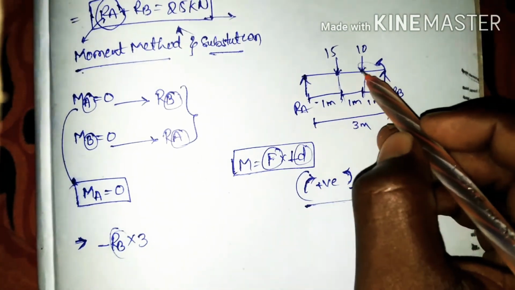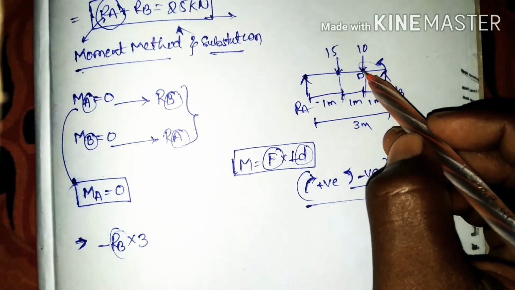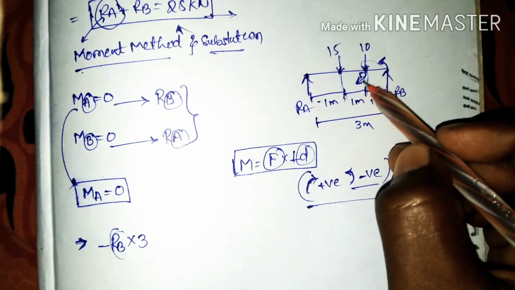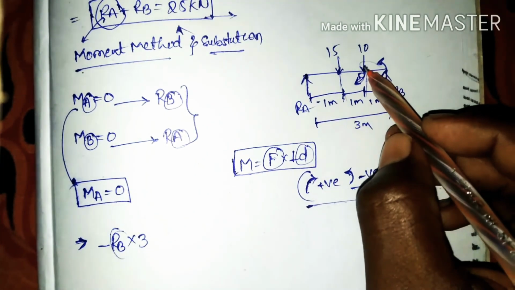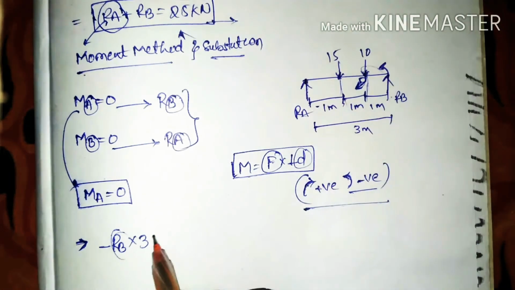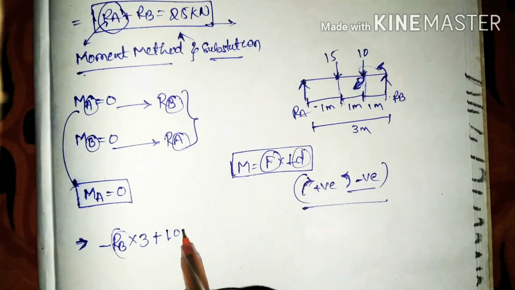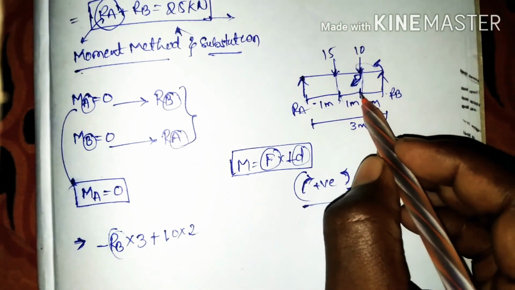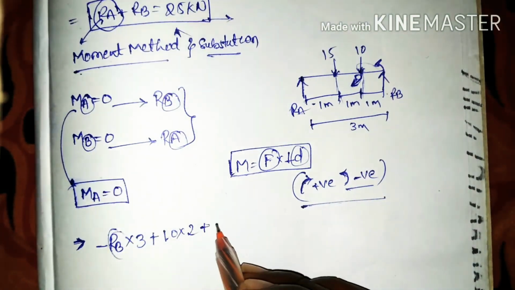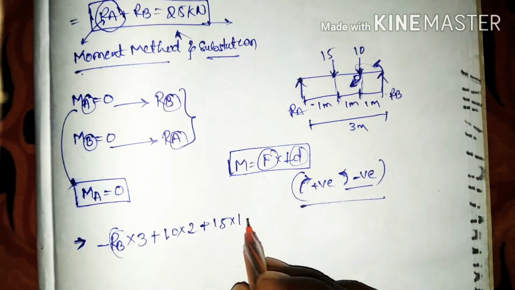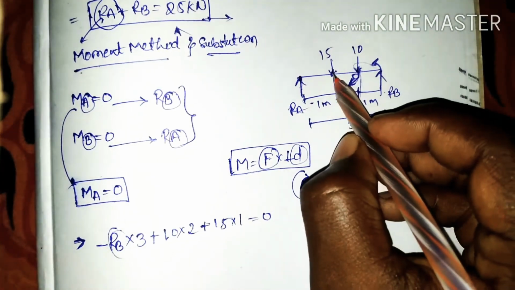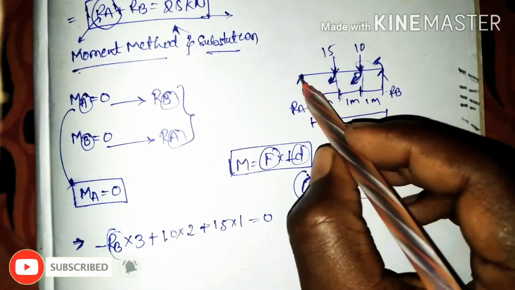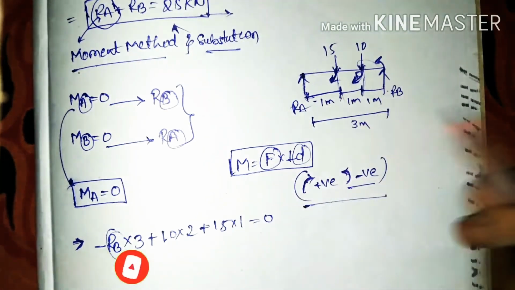Next, let us consider point D. From D, the point load is taking the moment in a clockwise direction about A, so it is going to be positive 10 into the distance, which is 2 meters, from A to D. Next, plus 15 into 1 meter is equal to 0. The 15 is also taking the moment in a clockwise direction, so it is positive, and the distance from the 15 to A is 1 meter.